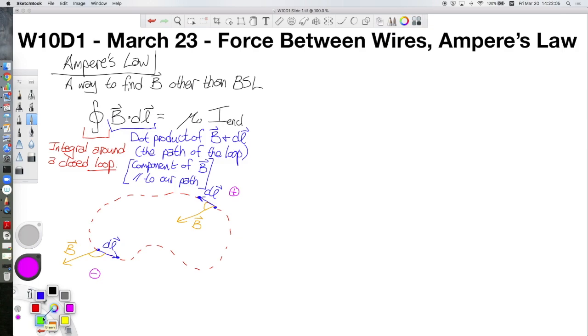Last but not least, we have I enclosed, which is any current enclosed within the loop.